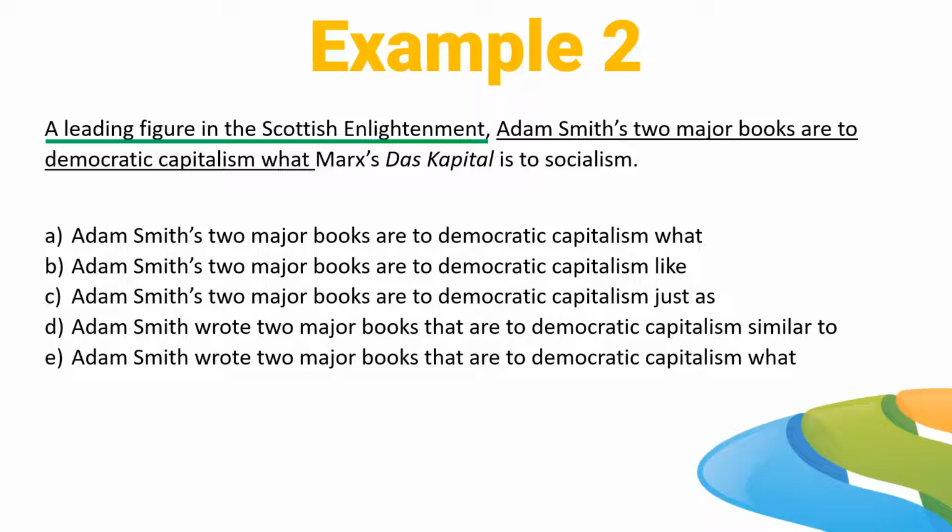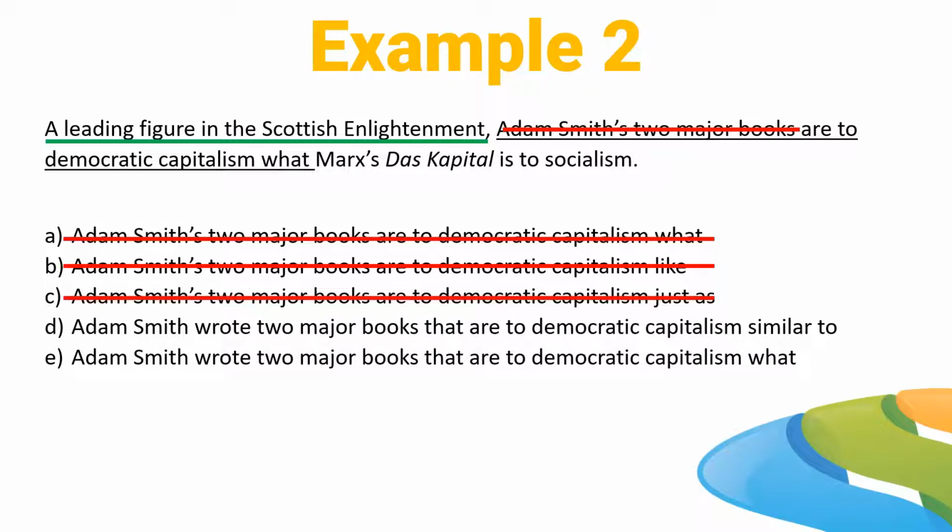Well, it kind of looks like it, but in fact, no, we don't. We get Adam Smith's 2 major books. We don't want 2 major books. We need Adam Smith, the guy, after the comma. So that's wrong. That means A is wrong, that means B is wrong, and that means C is wrong.